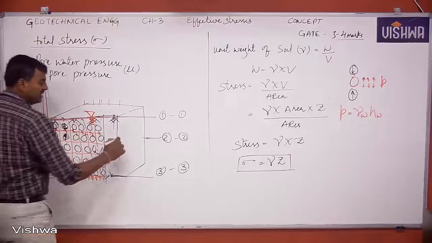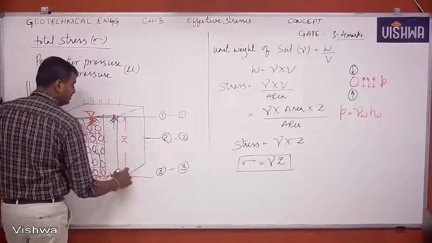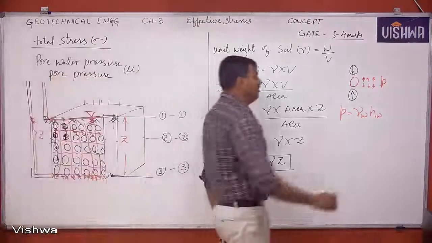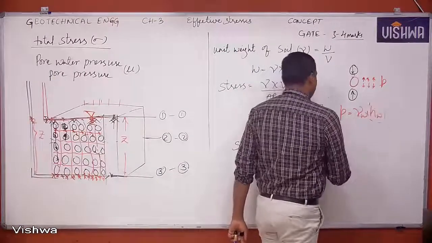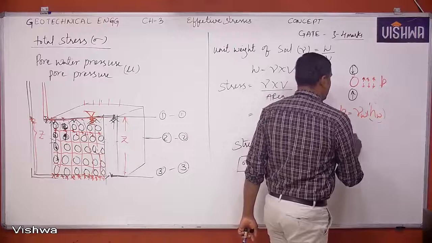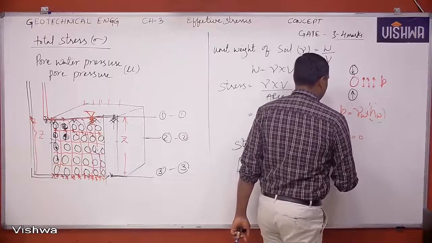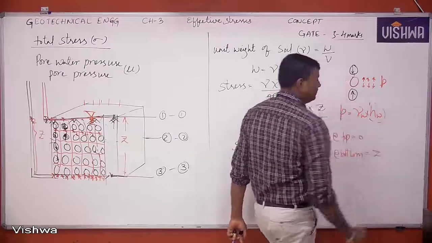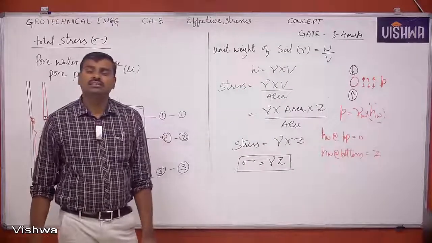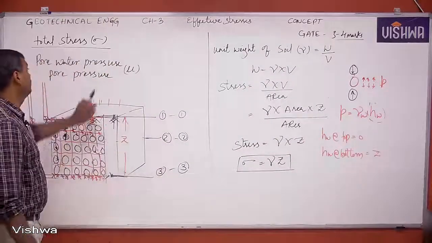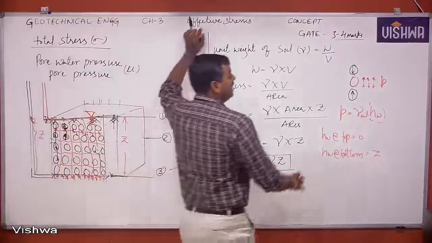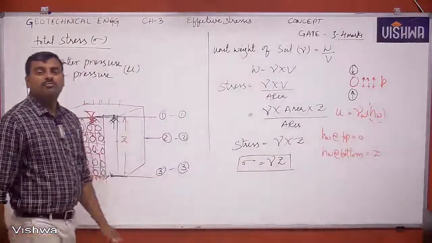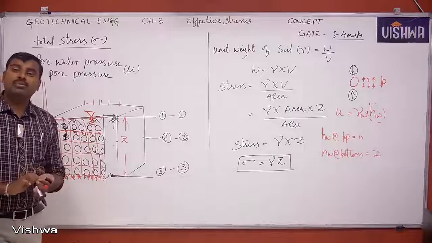And how much is it? Just now we have written, it is Z. HW will be Z. HW given, at the top 0, at the bottom is Z. Thus we calculate pore water pressure U. I have written here P, simply as water pressure. Now we'll consider that as U. This is what is pore water pressure or simply pore pressure.